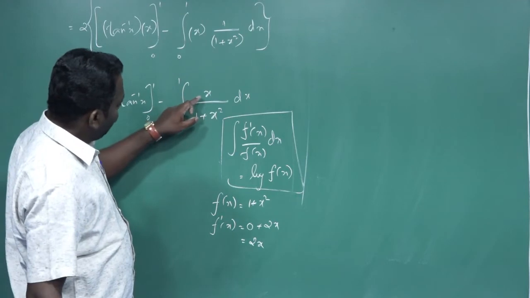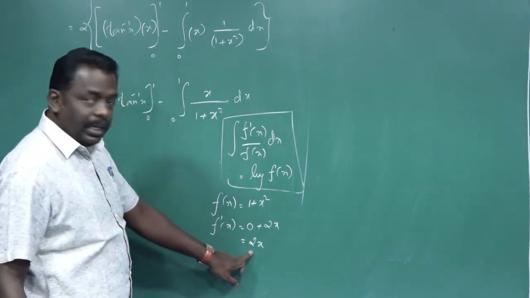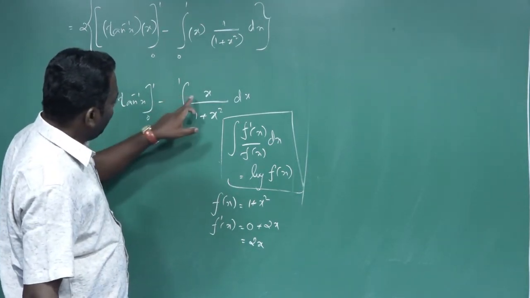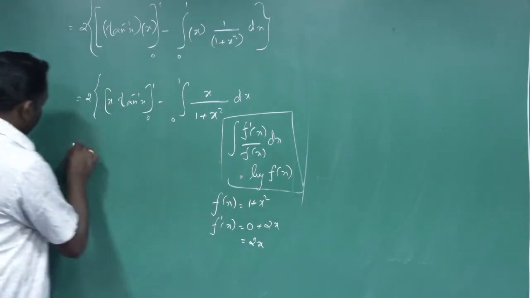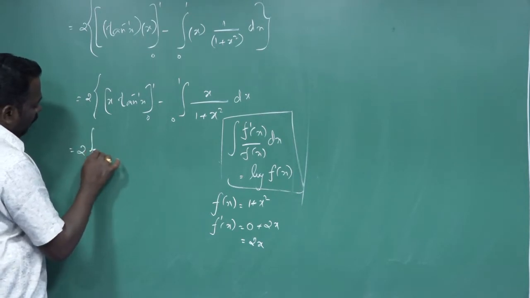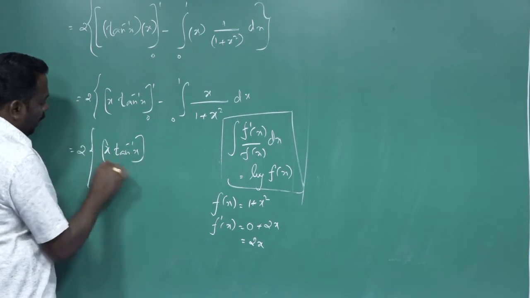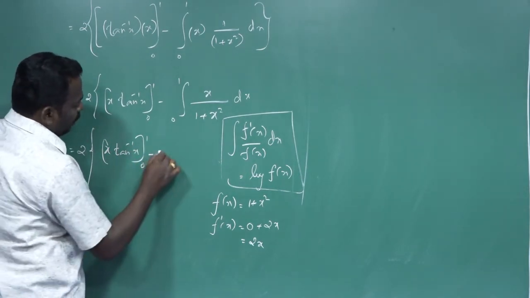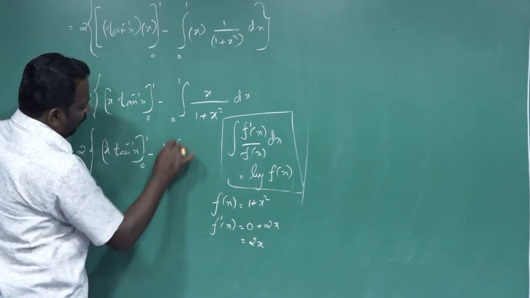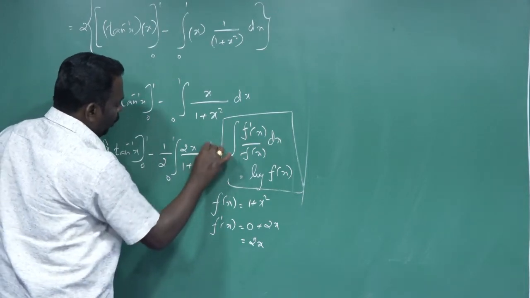So now we have the numerator f dash of x equal to x only, but f dash of x we are taking as 2x. Therefore we want to multiply and divide by 2 in this term. Therefore that is equal to 2 times, within the bracket, x tan inverse x, the limits are 0 and 1, minus 1 by 2 integral 0 to 1 of 2x by 1 plus x square dx.